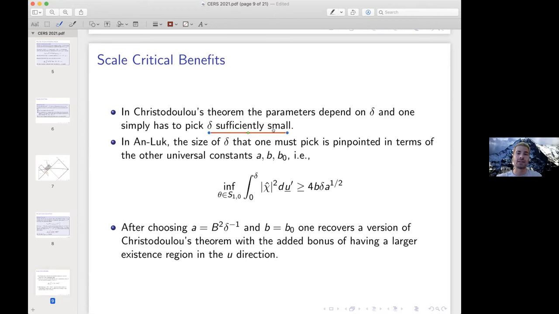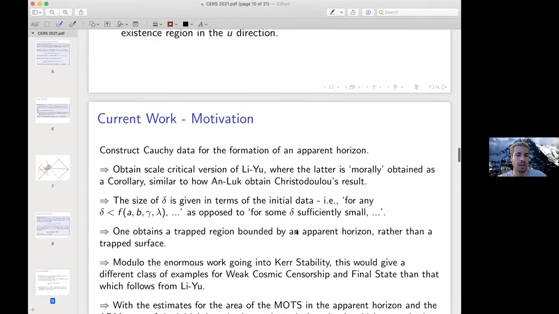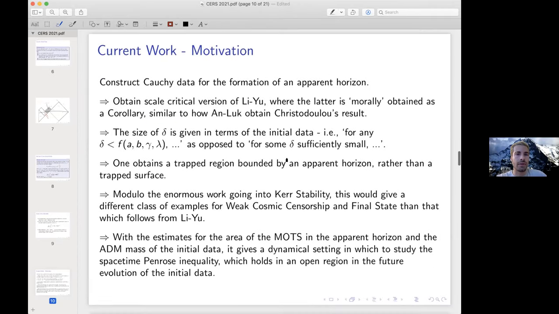Whereas here, the size of delta is pinpointed in terms of the other constants relevant in the problem, other parameters. In particular, delta appears here in the size of the shear that you need. So for instance, if you fix your delta like this, then you actually recover Christodoulou's theorem, but you have the added bonus of having an even larger existence region. So this is definitely a very interesting result, which kind of refines Christodoulou's formation. And so now I'm getting to the current work.